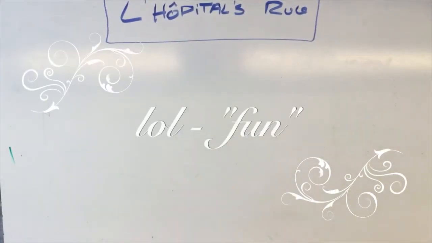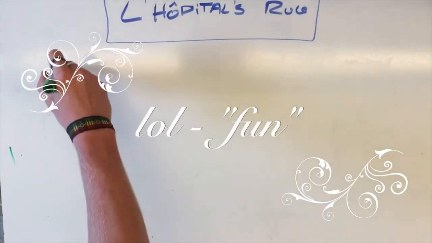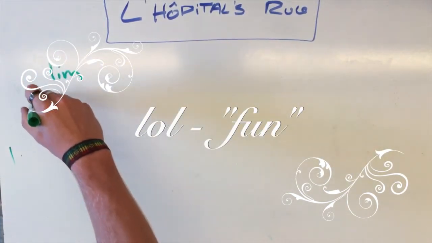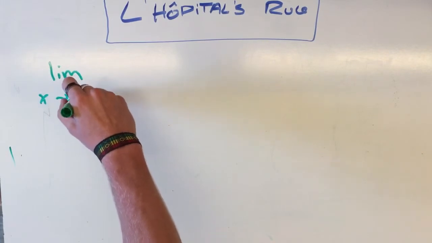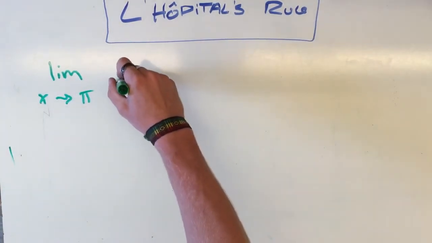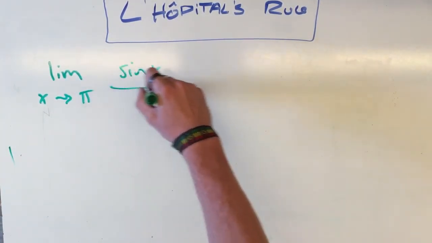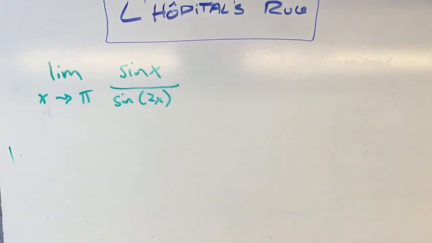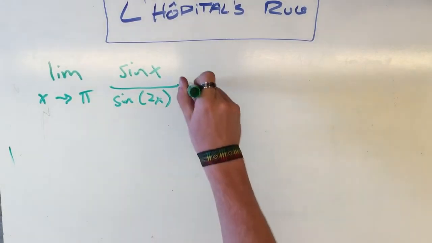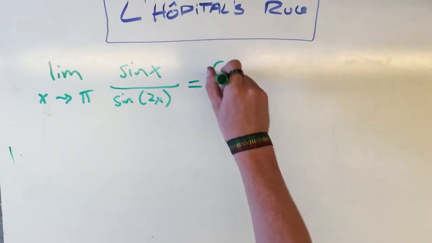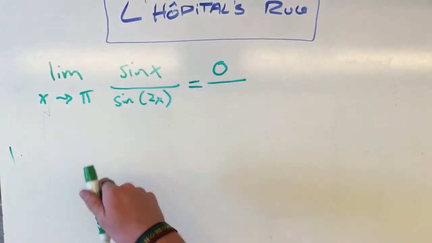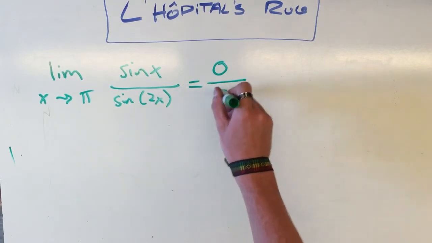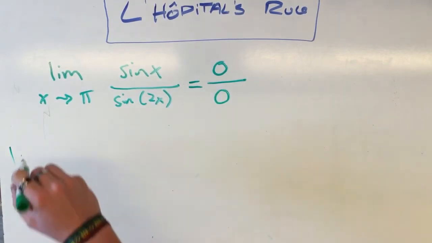For fun, let's try one with trigonometry. The limit as x approaches pi of sine of x over sine of 2x. Taking a look at this, we want to start out with step number 1, which is to plug in the value as always. Sine of pi equals 0. Sine of 2 pi also equals 0. This is a L'Hopital situation.